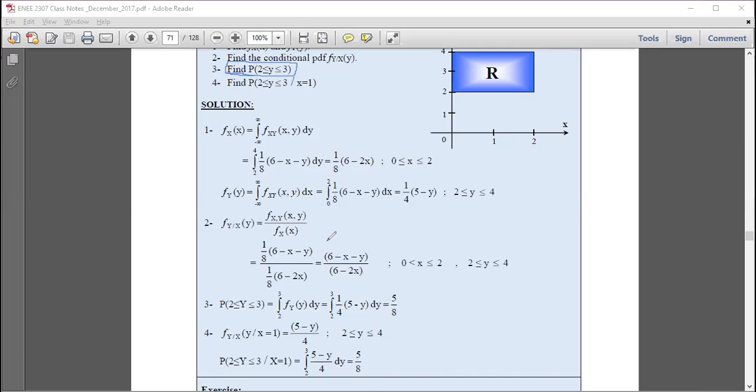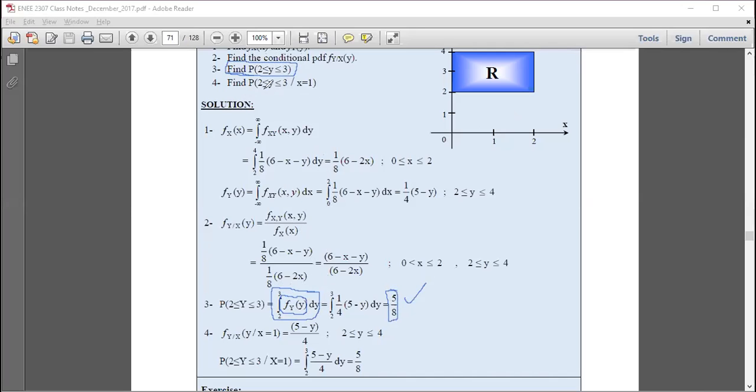Find the probability of y between 2 and 3. Of course, you just evaluate this integral from 2 to 3 of the marginal PDF, and you get a straightforward integral, and you get the probability to be 5/8.